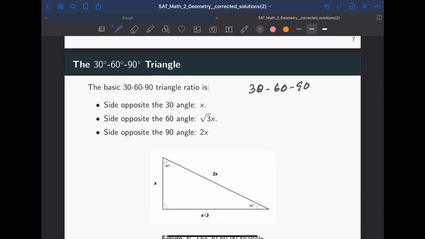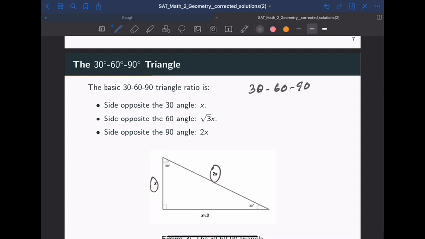At first glance, if you see a right angle triangle, pay attention to what I say right now. If at first glance you see a right angle triangle and you see that any one side is 2 times the other side, then the triangle is a 30, 60, 90 triangle. Simple.